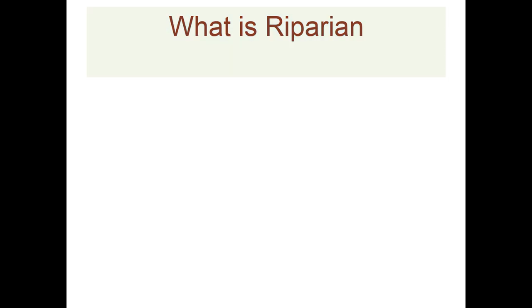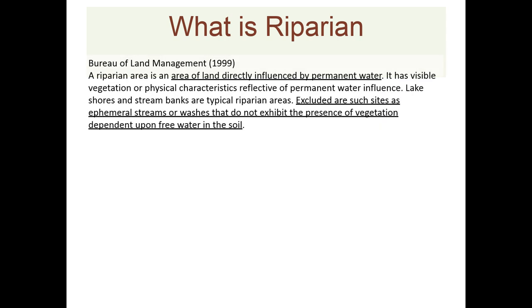Before we leave the subject of what is riparian, let's look at some official federal agency definitions. The Bureau of Land Management definition calls for influence of permanent water and excludes ephemeral streams. Ephemeral streams run only as a result of runoff and maintain no connection to a water table. Ephemeral streams are commonly referred to as arroyos, draws, or ditches.